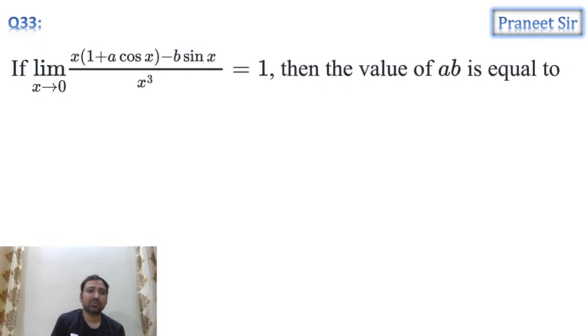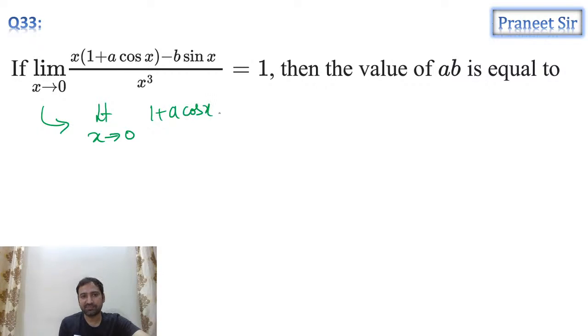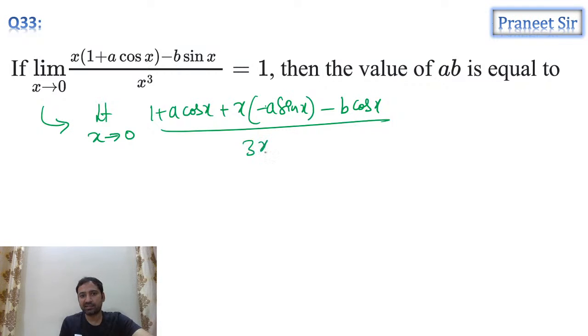Okay, so guys, when we substitute x equals 0, both the numerator and denominator we're getting 0. So we can apply L'Hospital rule. Let's apply L'Hospital rule here. Limit x tending to 0. Numerator differentiation is what, guys? 1 plus a cos x plus x into a cos x differentiation is minus a sin x minus b cos x, by denominator 3x square.